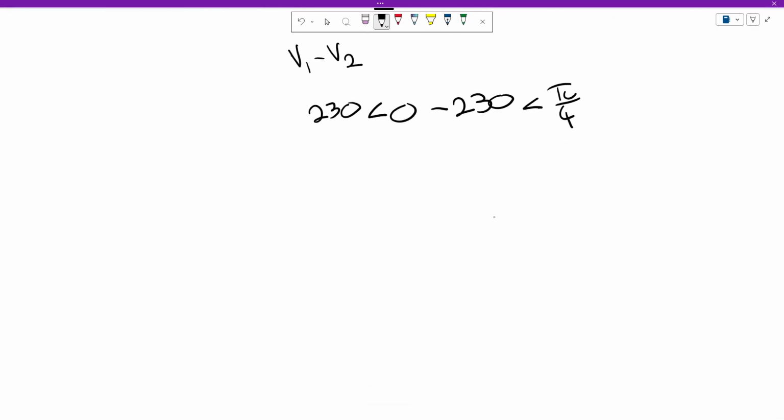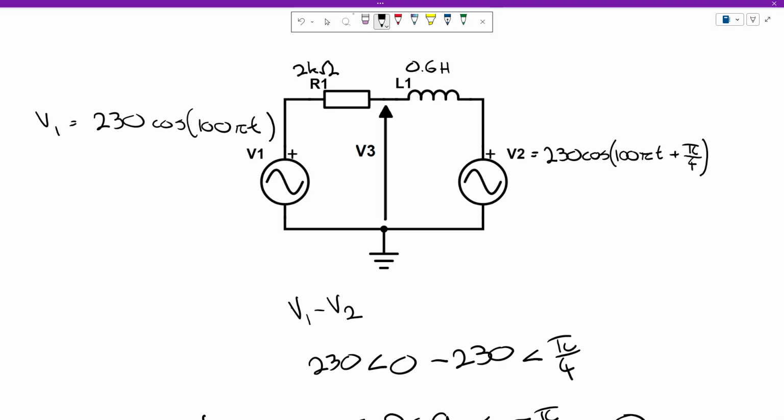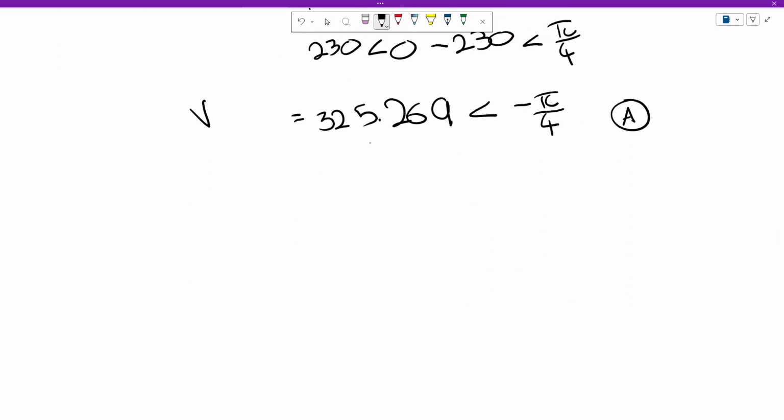That should give you 325.269 and so on, at an angle of minus pi over 4. This is the total voltage over R1 and L1. Now we have the voltage over R1 and L1. We want to get the total impedance through R1 and L1. We can use the same idea in our calculator by adding complex numbers.